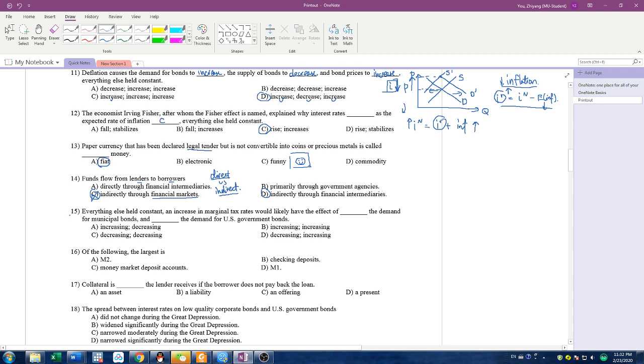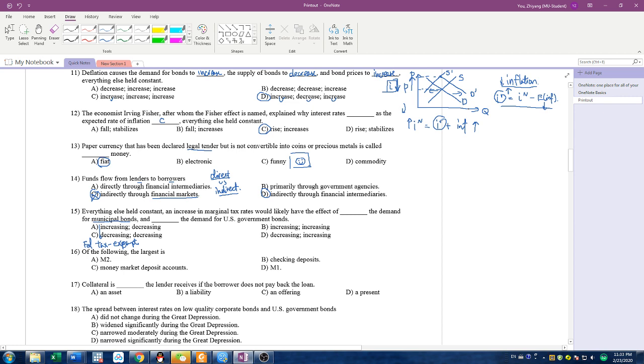All right. And question 15, everything else held constant, an increase in marginal tax rates would likely have the effect of what on the demand for municipal bonds and what on the demand for U.S. government bonds. Okay, so for this type of question, the keyword is really municipal bond. I want you to train yourself, whenever you see municipal bond in this test, to remember a keyword: tax exempt. Okay, and notice this is federal tax, fed tax exempt.